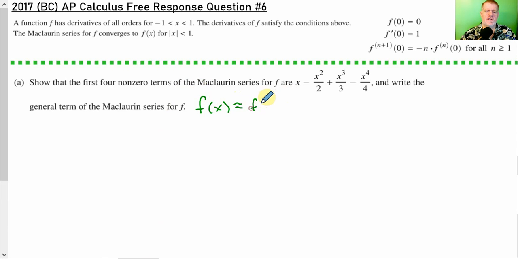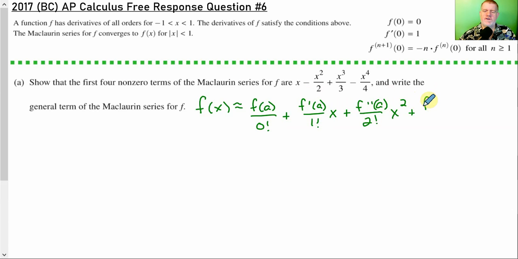We took the first value. Now, I'm going to put it over 0 factorial because I want you to notice the pattern. Then we took the first derivative over 1 factorial and the second derivative over 2 factorial times x squared plus the third and so on. And it just goes on like this infinitely.